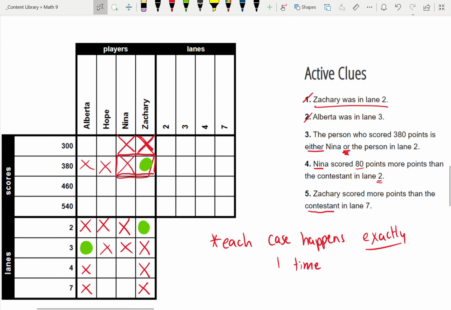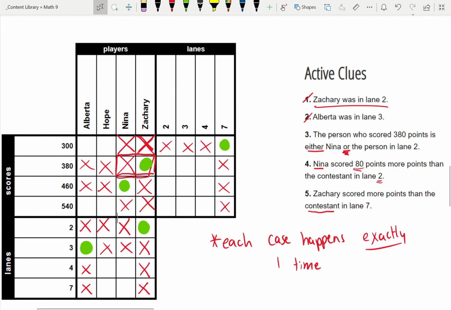Which means that I can get rid of these, I can get rid of these, and it also means that if Nina scored 80 more points, that Nina is going to be here. I also know that the lane 7 person will have scored 300 points. So I can cross those out. I can also do a bit of housekeeping and cross those out. Now it seems like I need more information. So let's see if I can look back at my other clues.